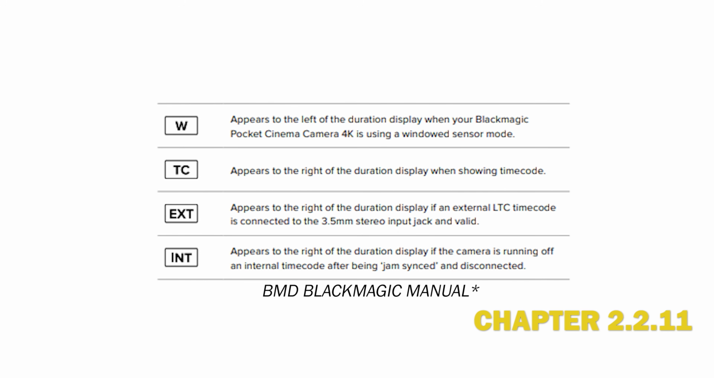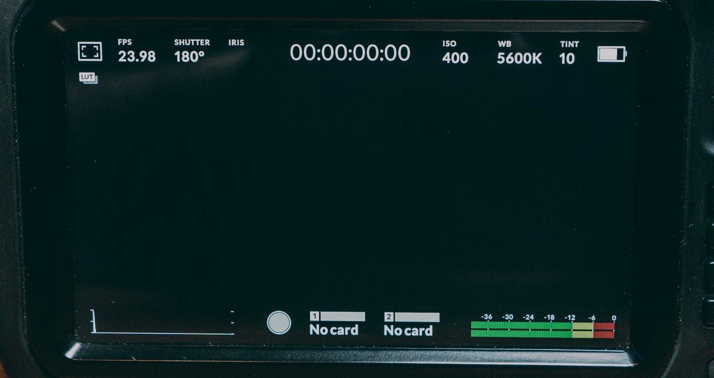Depending on how you have everything set up, you may have one of four possible indicators next to the duration display. A W to the left of the duration display means your camera is using windowed sensor mode. TC appears to the right if you're showing the regular timecode. When connecting to an external device via the 3.5mm jack for timecode, then EXT appears to the right. If your camera is running an internal timecode that has been jam synced, then INT will appear to the right of the duration display.